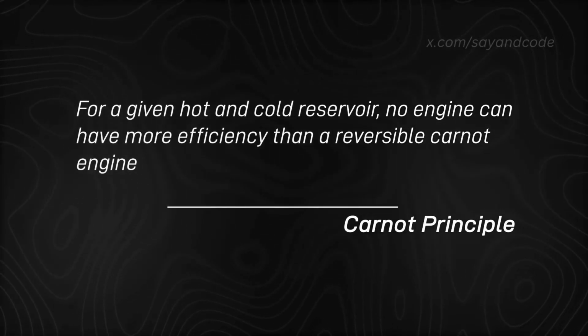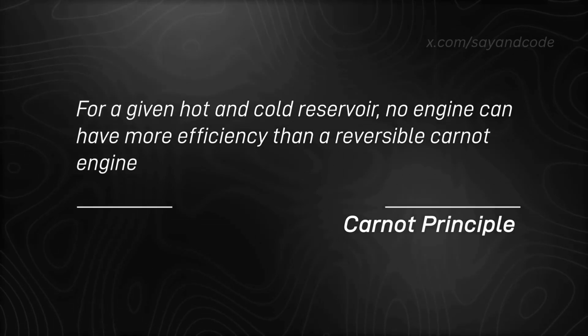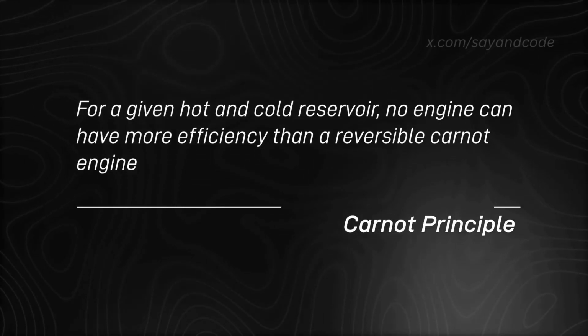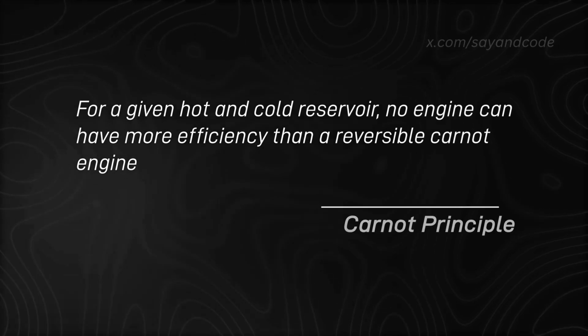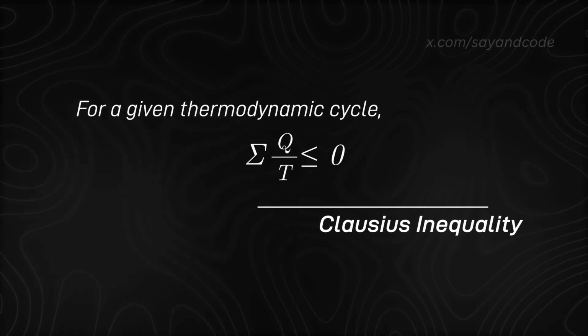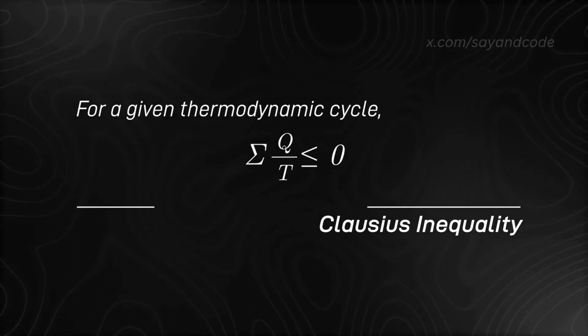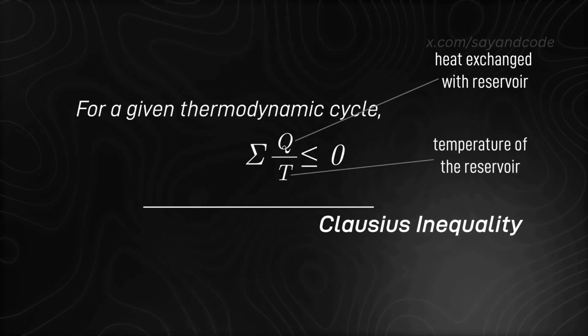Carnot principle states that, for a given hot and cold reservoir, no engine can have more efficiency than a reversible Carnot engine. Clausius inequality is just another way of saying the same thing. It states that for a given thermodynamic cycle, sigma Q by T is less than or equal to 0, where Q is the heat exchanged from the reservoir, and T is the temperature of the reservoir.